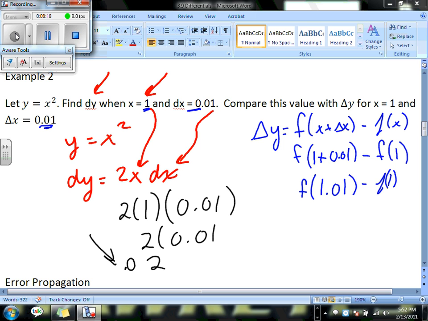So I'm going to have 1.01 squared minus, and when I plug 1 into the original equation, I'm just going to get 1. When I square 1.01 and then subtract 1, I'm going to get 0.0201. Notice how ridiculously close that is, and how much easier it is just to take the differential and figure it out that way. So there's that problem. We were comparing those two.